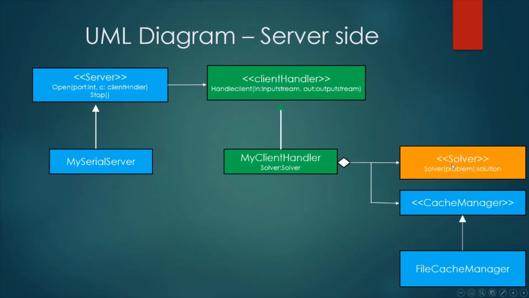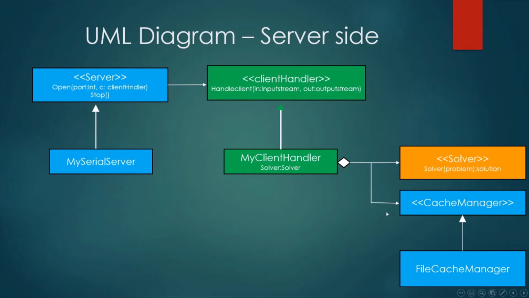This is the UML diagram of the server side, the calculation server from the demonstration that we just saw. We can see that there's an interface of a server with only two methods, and that there is a class, mySerialServer, which implements it. The server interface acts as an object adapter for the client handler interface, which is implemented by myClientHandler, which also acts as an object adapter for the solver and the cache manager.